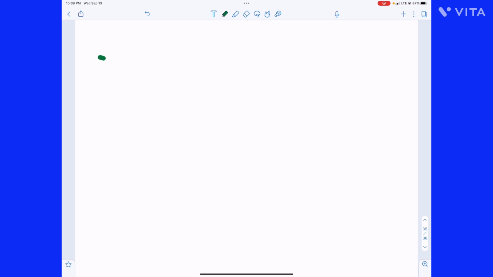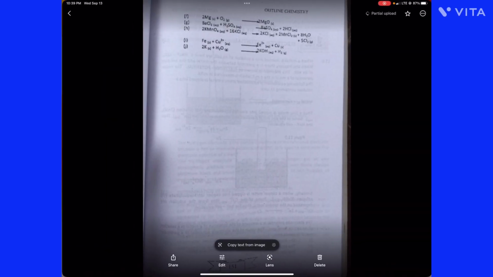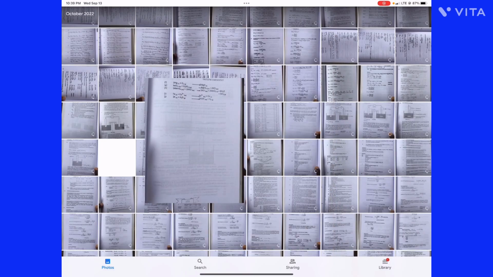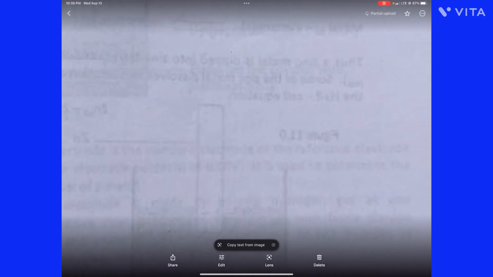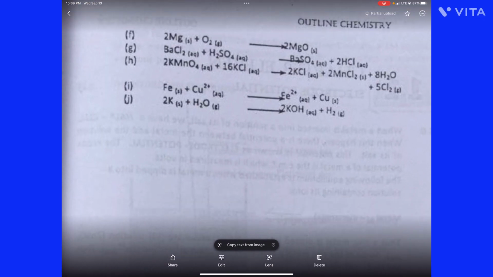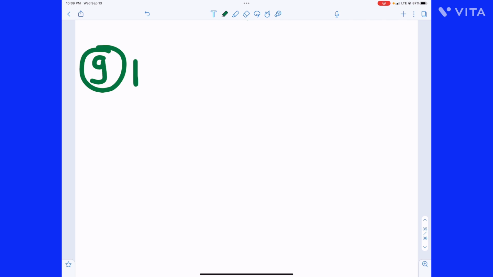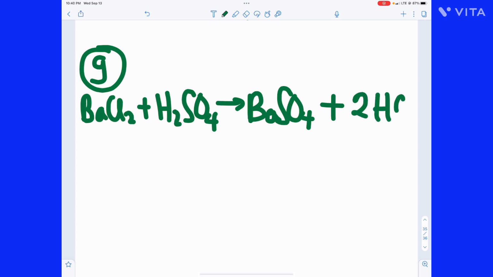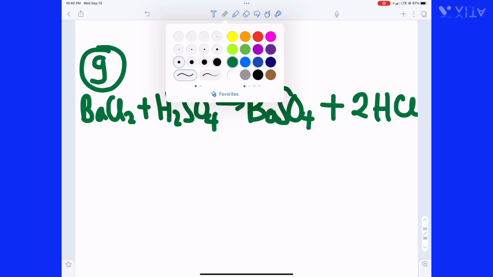That's F. Let's go to question G. In question G, BaCl2 plus H2SO4 to give BaSO4 plus 2HCl. Now, what does this mean?